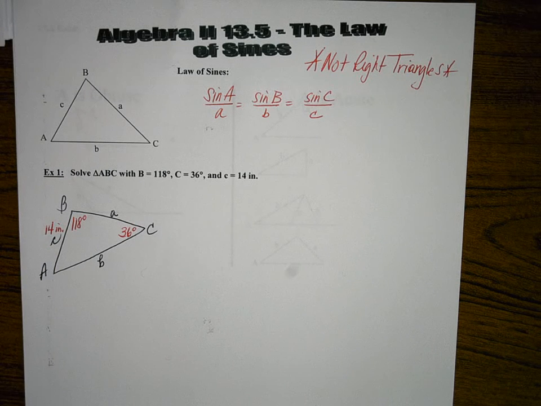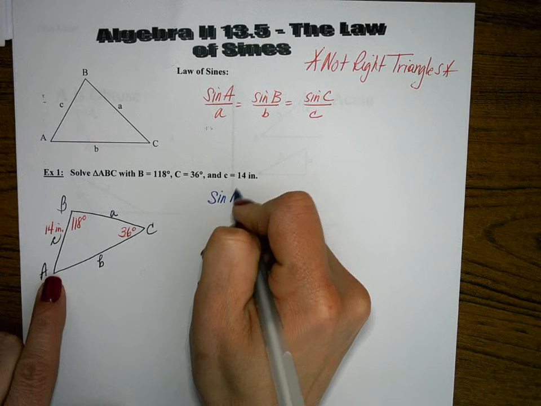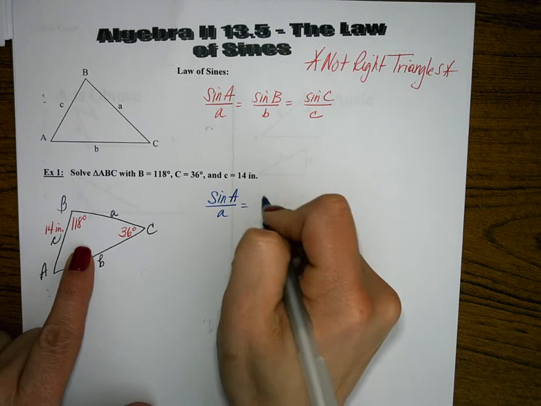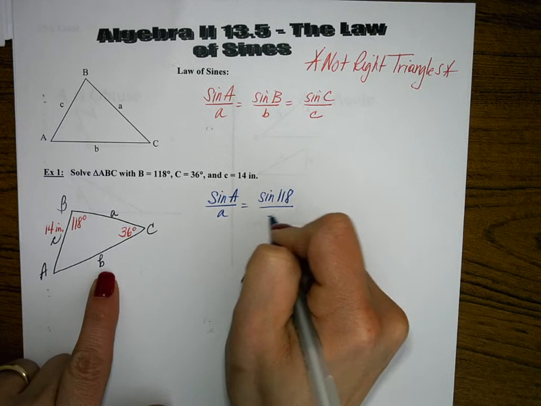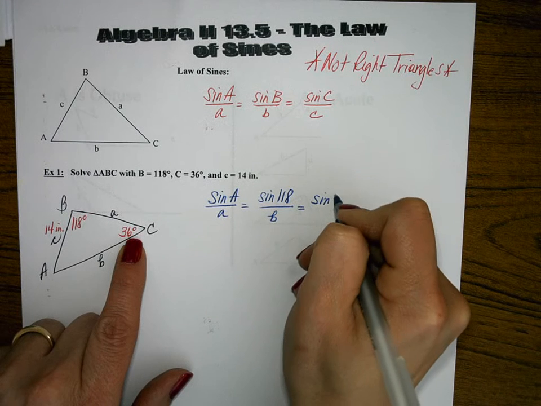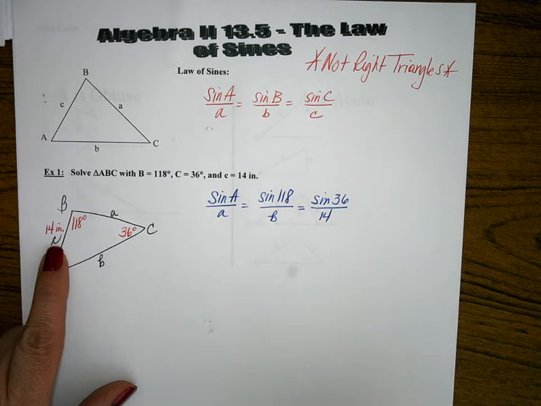All right, I'm going to set up law of sines. So, sine of angle A, we don't know it, over little a, we don't know that either, is equal to the sine of angle B, which is 118, over little b, which we don't know, is equal to the sine of angle C, which is 36, over little c, which is 14.